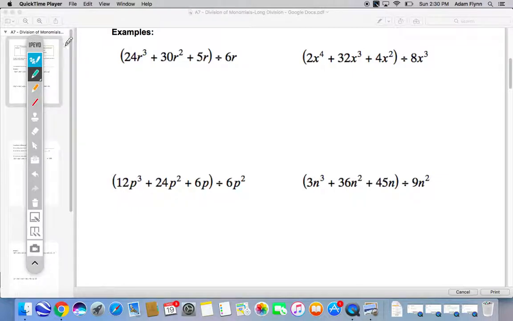So what I'm going to do, I have this cubic trinomial divided by this monomial. So what I'll do is divide each individual term by the monomial. By the rules of division, I know I am allowed to do this.